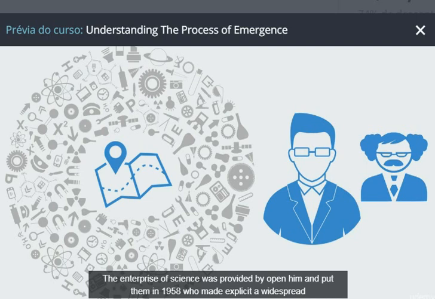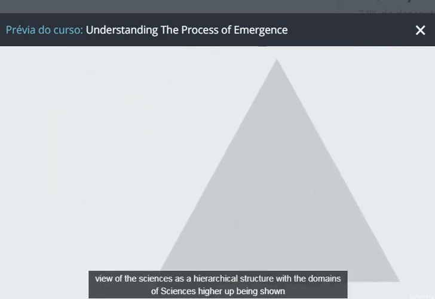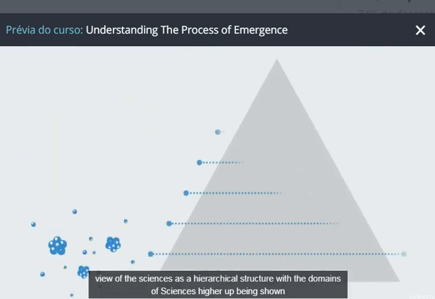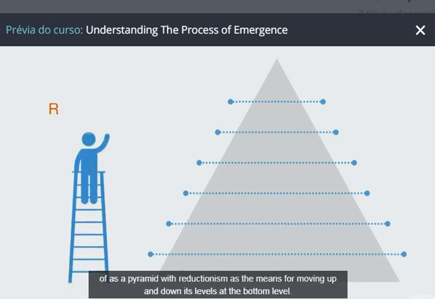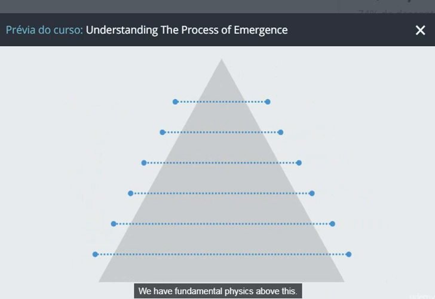1958, who made explicit a widespread view of the sciences as a hierarchical structure, with the domains of sciences higher up being shown to be composites constructed out of the entities of science lower down. This hierarchy can be thought of as a pyramid, with reductionism as the means for moving up and down its levels. At the bottom level, we have fundamental physics.